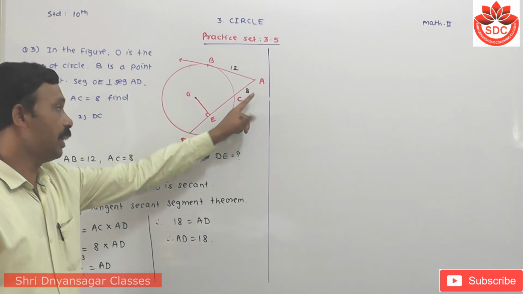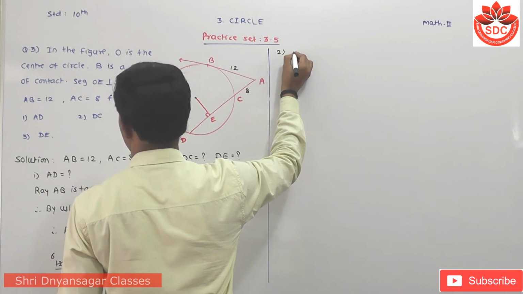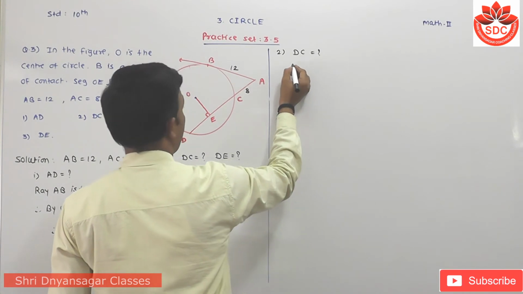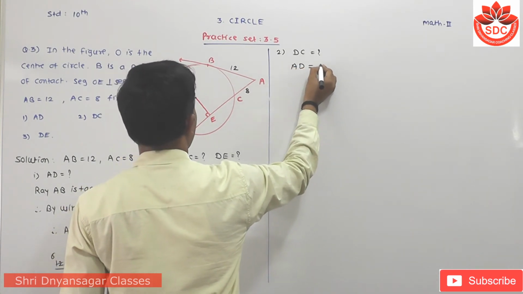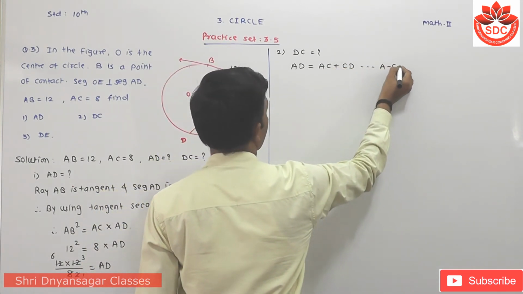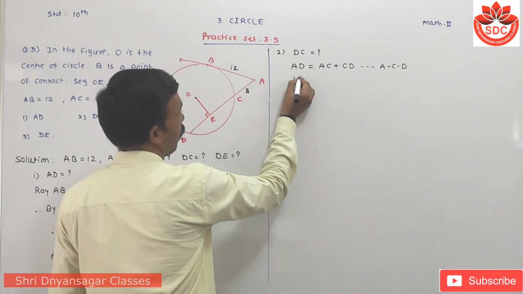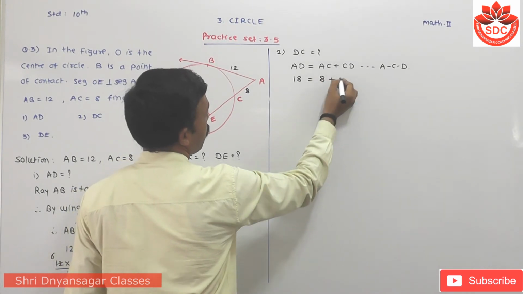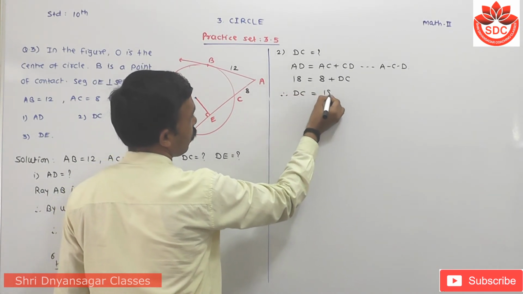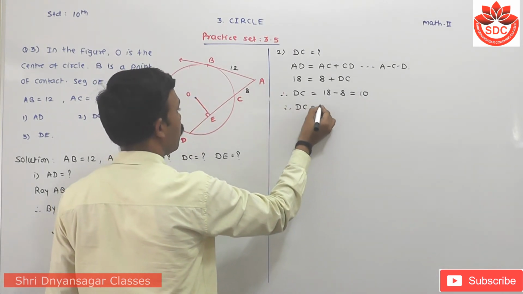Now here AC is 8. We have to find out DC. How to find this second one, DC? DC is equal to question mark. Here AD is equal to AC plus CD, because A-C-D. AD is 18, equal to 8 plus CD. I have to write here DC. Transpose this, we get that DC is equal to 18 minus 8, equal to 10. Means that DC is equal to 10.